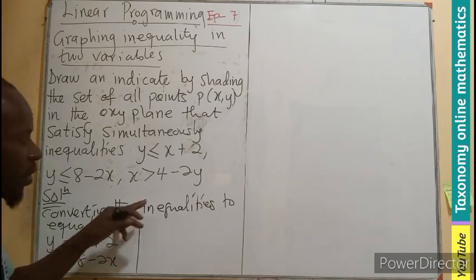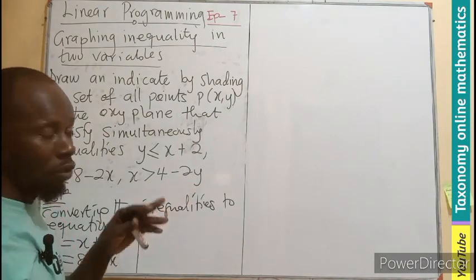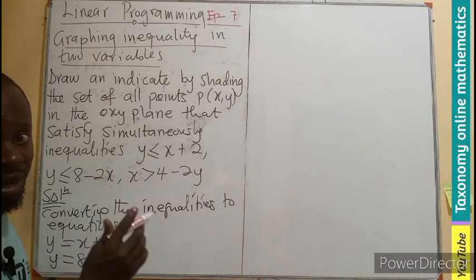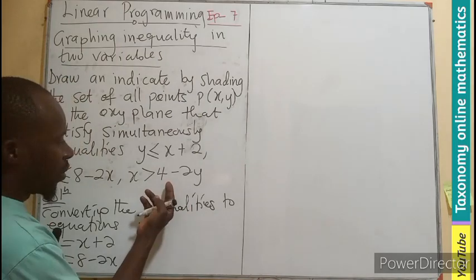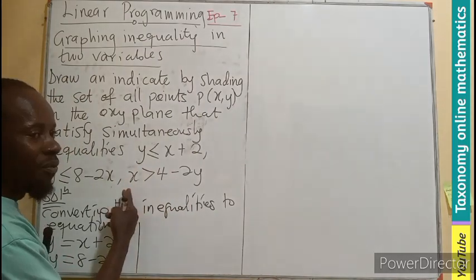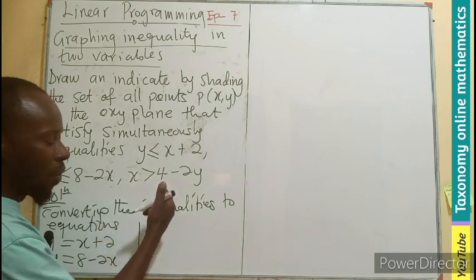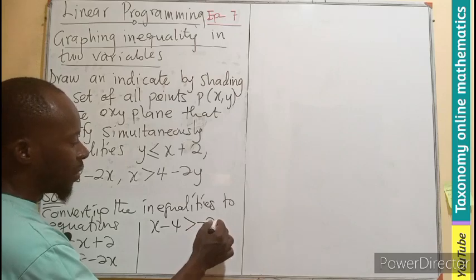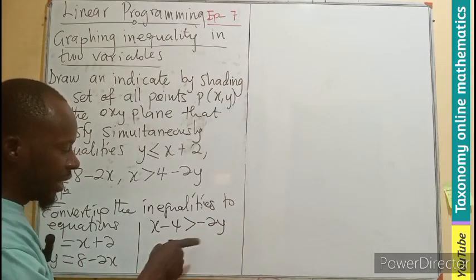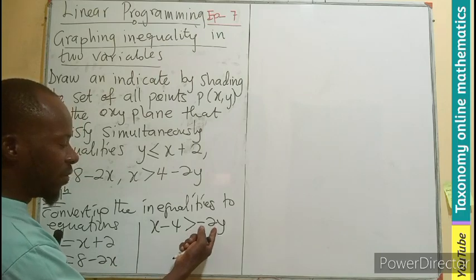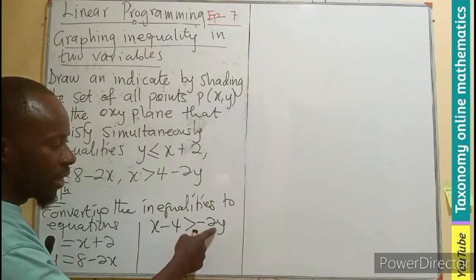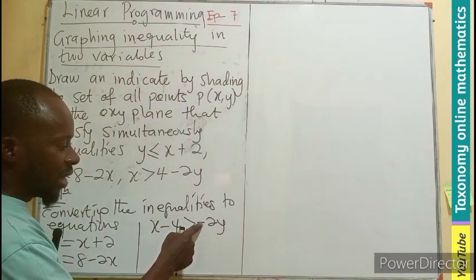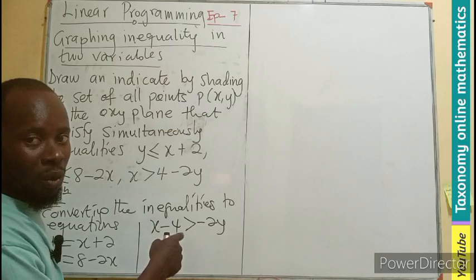Then the third one, which does not have the coefficient, we solve for y. The first method is to solve for y. That is what we have just done, because it is already in terms of y. So here, when we transfer the 4, it becomes x minus 4. So I'll have x minus 4 greater than minus 2y. So in this case, what do we do? We divide both sides by negative 2 to make y have 1 as a coefficient.